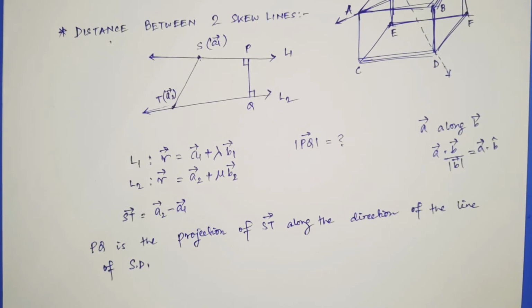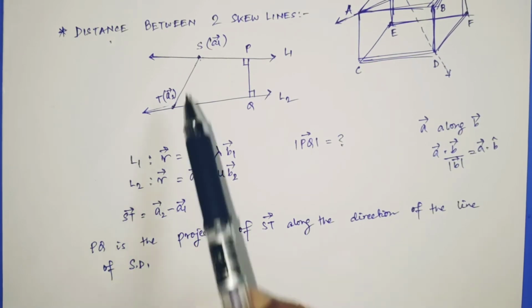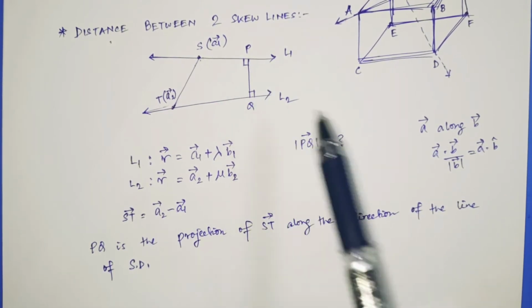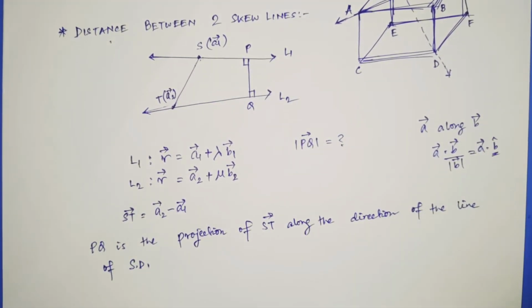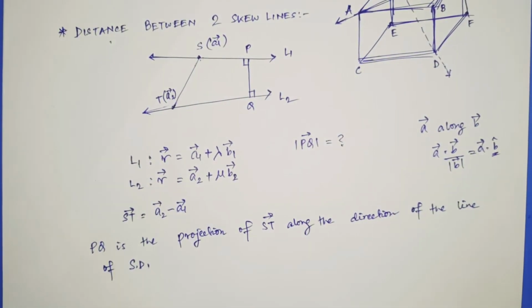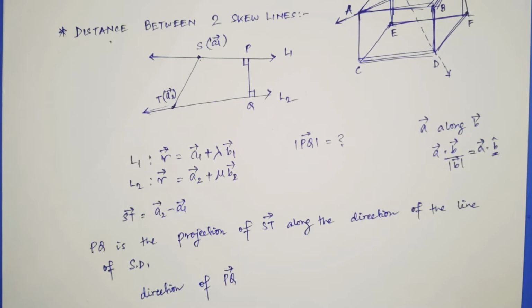But one thing, do we know the direction of this one? We are saying that we have to find the projection of ST on the direction of the shortest line, right? But do we know the direction of this one? I just need the direction only, along which we have to find. So do we know the direction? No. So can we find the direction of PQ vector? We have to find the direction of the shortest distance, and the direction of PQ vector is just PQ cap, right?